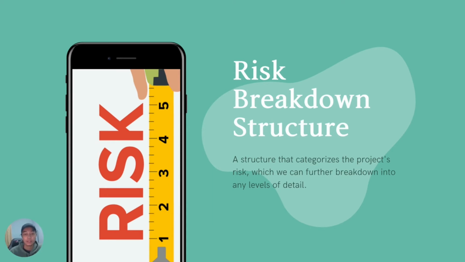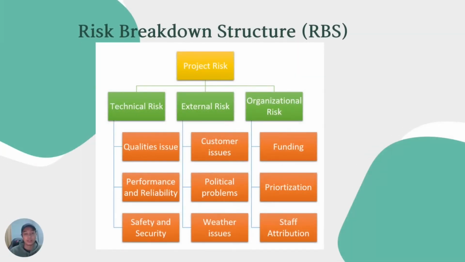So RBS or risk breakdown structure is a structure that categorizes the project's risk, which we can further break down into any levels of detail. So here is our RBS. We can see that the project risk is divided into three big parts, which are technical risk, external risk, and organizational risk. And all the risks that I have mentioned before are listed under the big categories as stated.